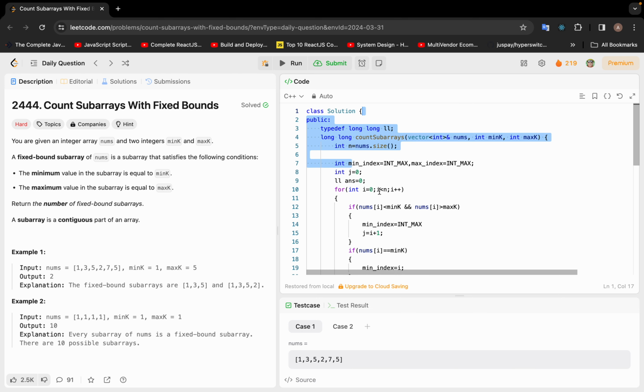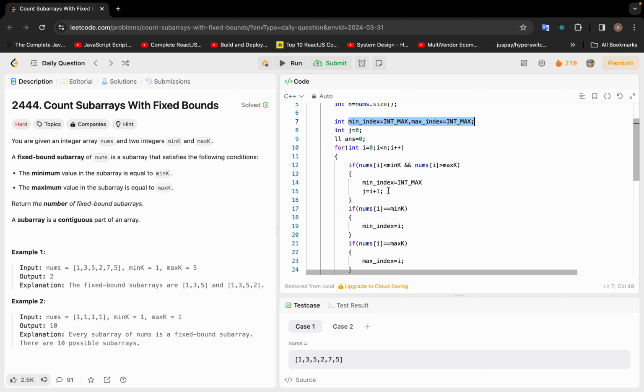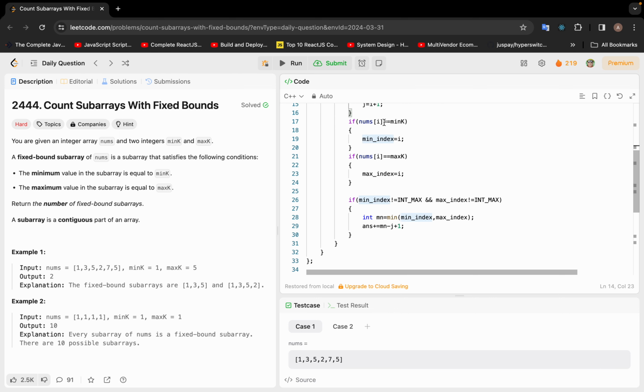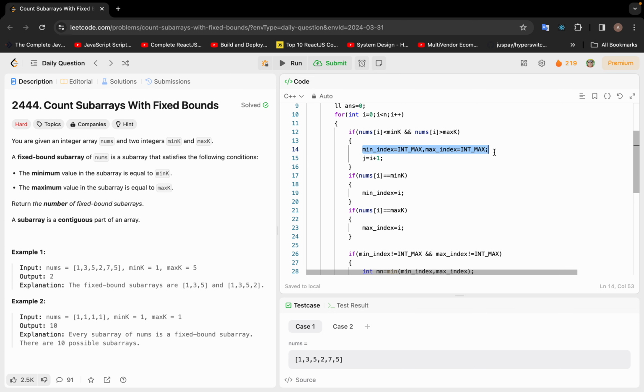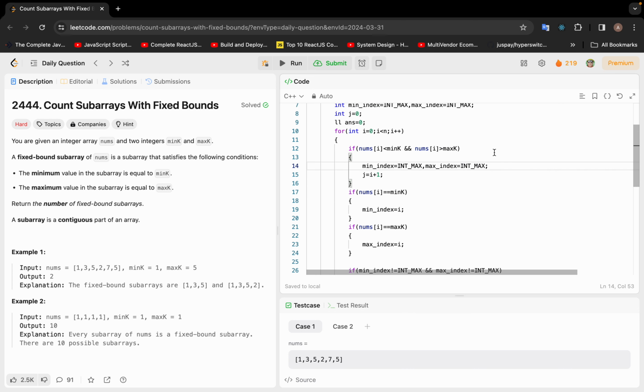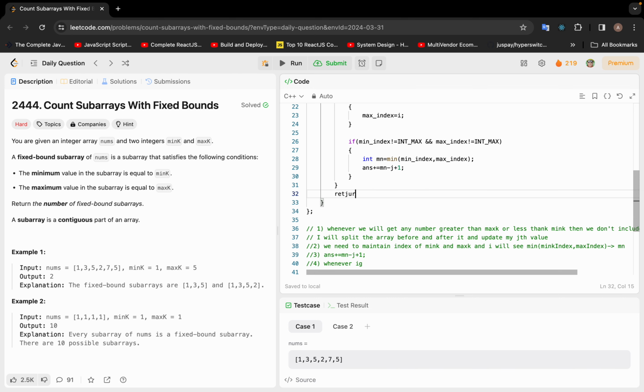Let's copy this int max, and set max index to int max and min index to int max, right? Why? If we don't reset the indices to int max, then it comes to this, and now this mn will be at a lower point and j is i plus 1, which will create a negative value, right? That's why I need to mark this as int max. So I think that is all good. Now I will return the answer.